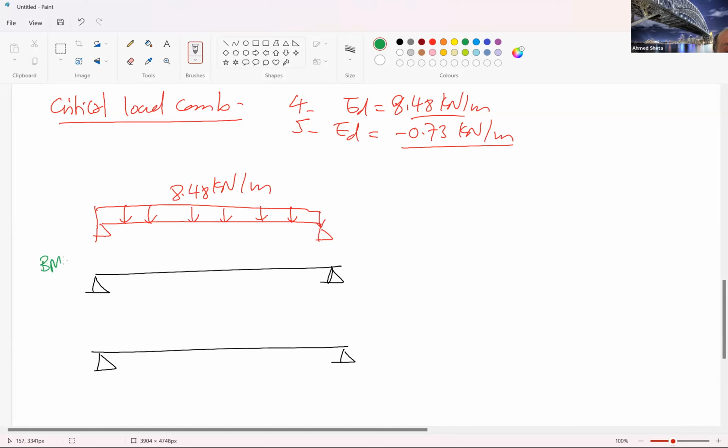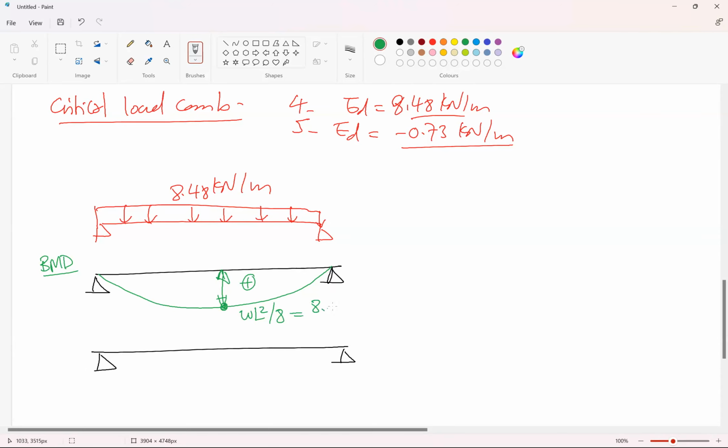For the bending moment diagram, what do you expect? The maximum bending moment will be in the middle here. There'll be a point in the middle. Yes. What is the value? WL squared by 8. It will be 8.48 times 16, the length, squared divided by 8. By 8. Okay. Can you help me to find the shear?